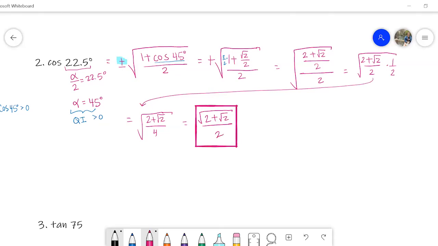Okay, and again, that's an exact value. That's why this is useful to us. It's beyond just throwing it on a calculator and getting a decimal approximation. Okay, one more to go.